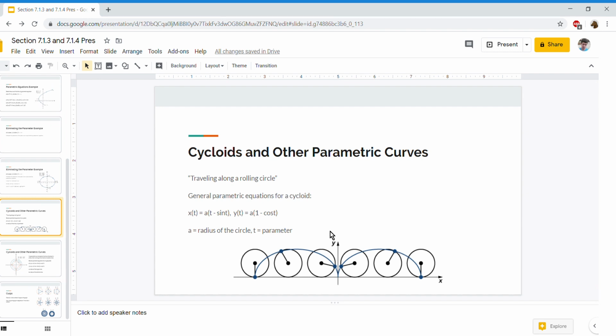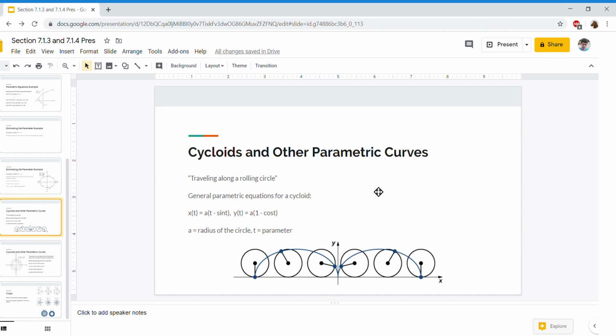Okay, so now we have cycloids and other parametric curves. How a cycloid's been described to me was, imagine there's an ant, right? And this ant latches on to the side of a bicycle tire, and then the bicycle starts riding. A cycloid would be the path that the ant traveled along over time when he was attached to the wheel.